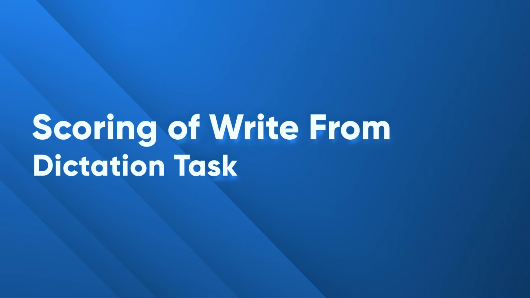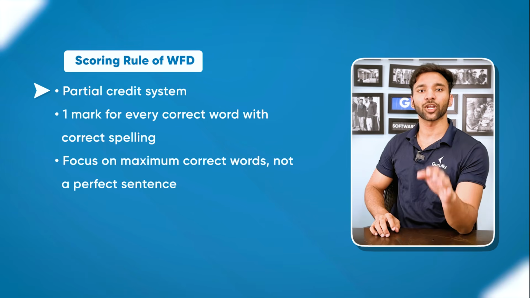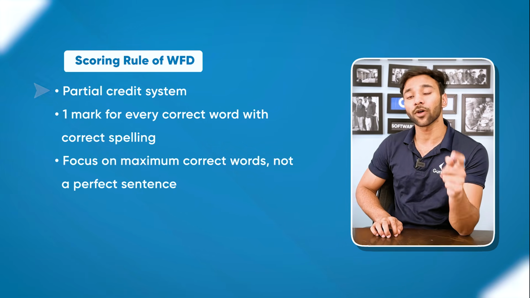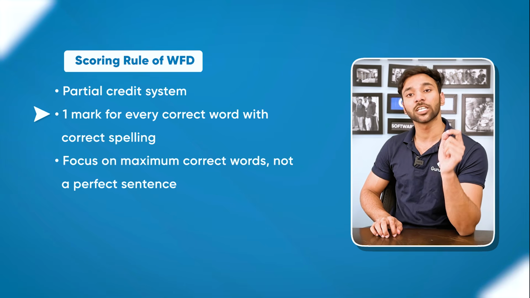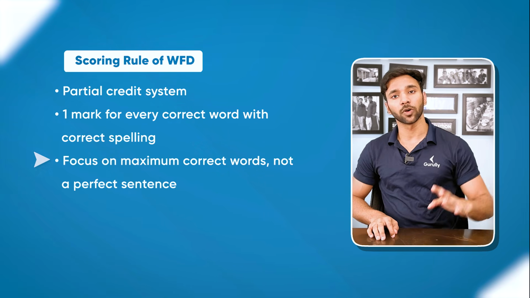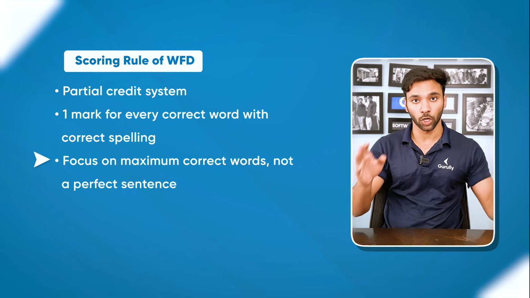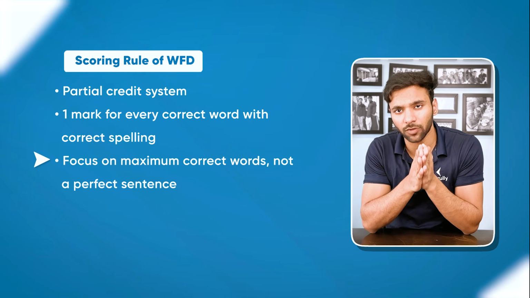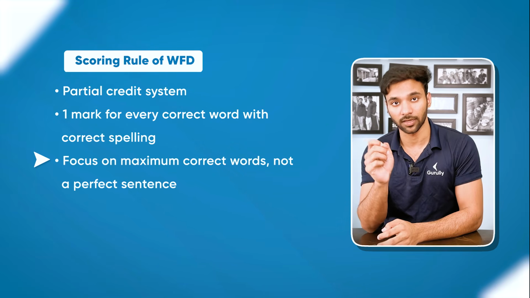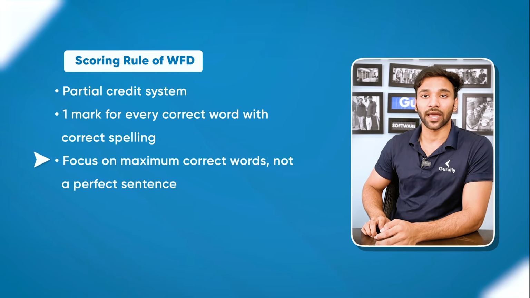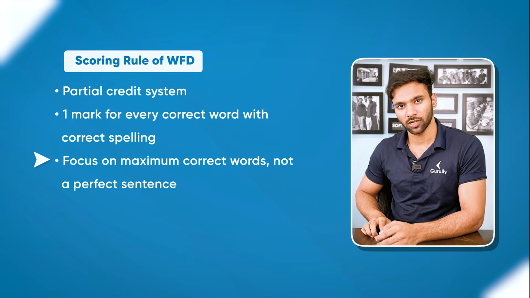Scoring of the write from dictation task. This task is scored with partial credit. In write from dictation, you get 1 point for each correct word spelled correctly. So the goal is not a perfect sentence or nothing at all. The goal is to capture as many correct words as possible with correct spelling. That's why we use a method that prioritizes accuracy and coverage.